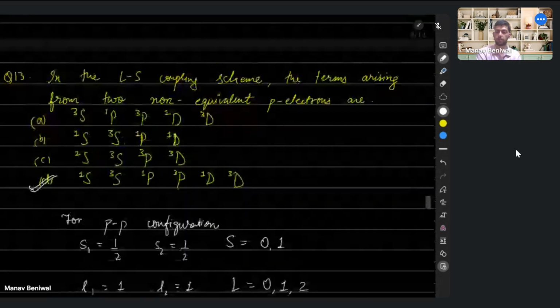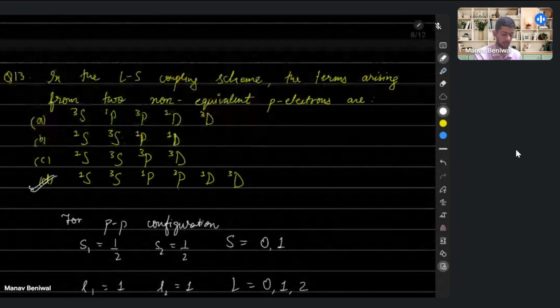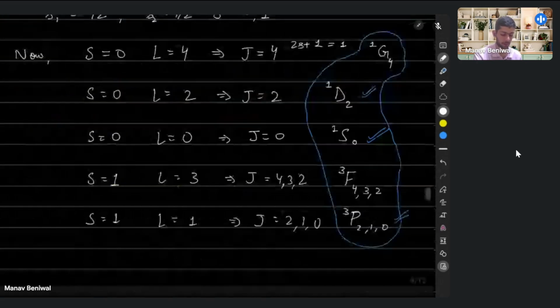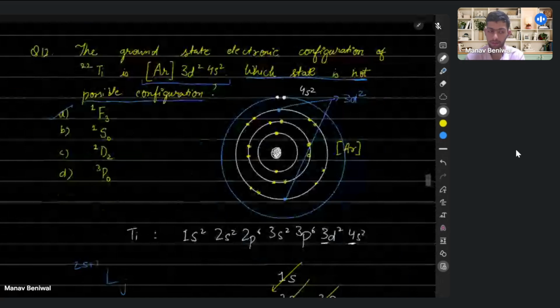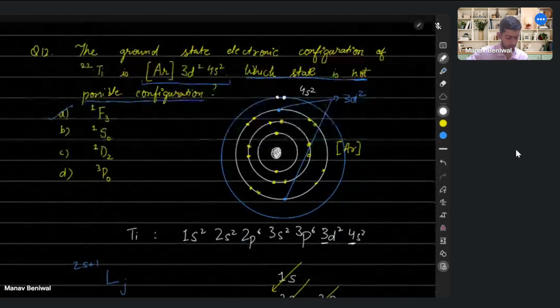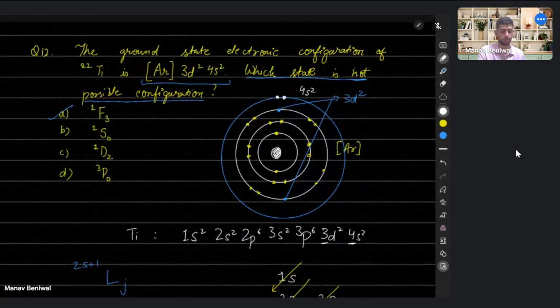So these are all the problems for today. In the last we solved two problems based on the LS coupling scheme for multi-electron atoms. This was discussed in this week's lecture. One thing to keep in mind when solving these problems is that when you have heavier atoms, we do not use the LS scheme, but the JJ scheme. Here in the example, we had titanium, which is not a heavy element, so we can use the LS scheme.